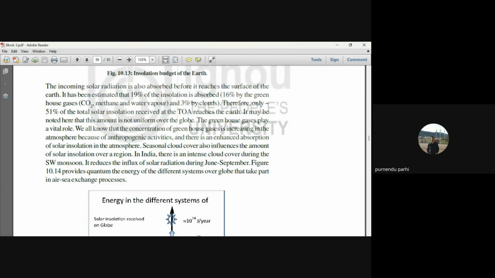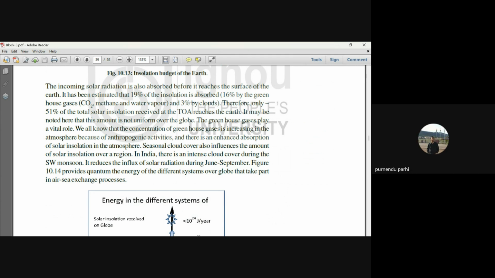Incoming solar radiation is also absorbed before it reaches the surface of the Earth. It has been estimated that 19% of the insolation is absorbed, 16% by greenhouse gases, CO2, methane, and water vapor, and 3% by cloud. Therefore, only 51% of the total solar insolation received at the TOA reaches the Earth. It may be noted that this amount is not uniform over the globe. The greenhouse gases play a vital role. We all know that the concentration of greenhouse gases is increasing in the atmosphere because of anthropogenic activity, and that is an enhanced absorption of solar insolation in the atmosphere.